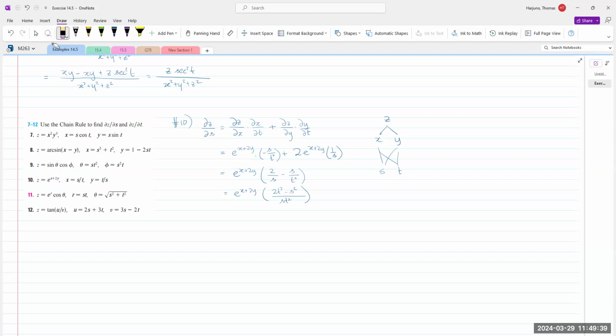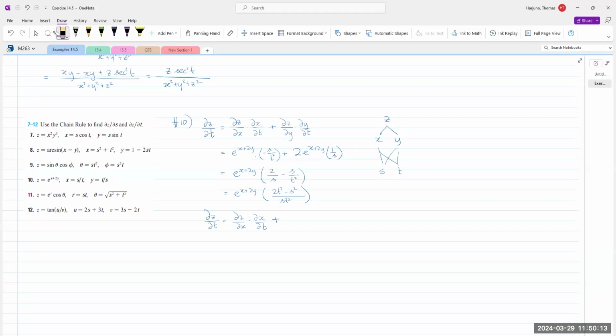Okay, now then how about ∂z/∂t? ∂c/∂t, partial of c with respect to t, will be ∂c/∂x times ∂x/∂t plus, oh, hold on. I think I made a mistake. My bad. I'm actually doing this. This is, you know what? What am I doing? That's the wrong notation. So let's do this. This is ∂c/∂t then.